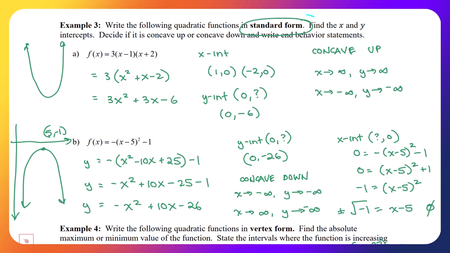Example 3, they want to write this in standard form. So they want us to, as we say, write it out. So we multiply these two together and get this. Double distribute. And then we distribute the 3 to get here.